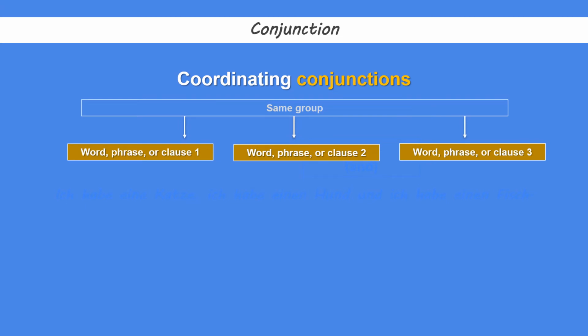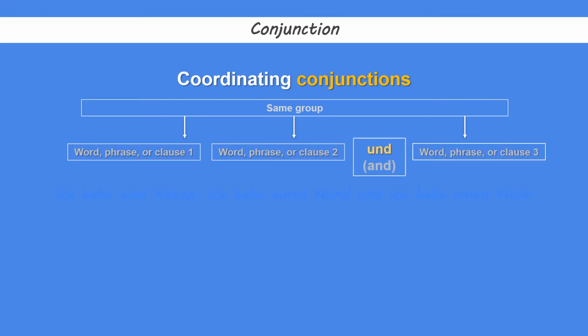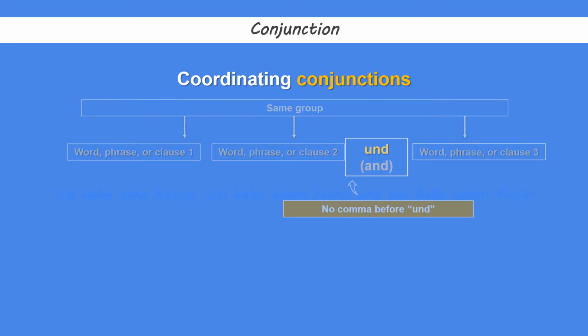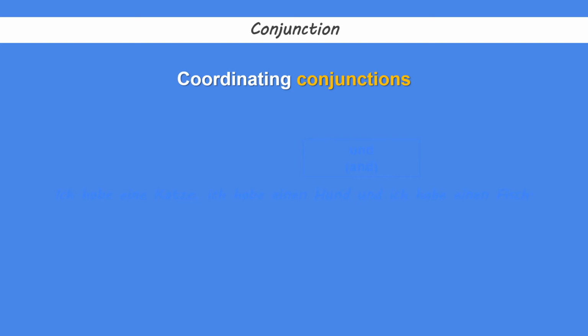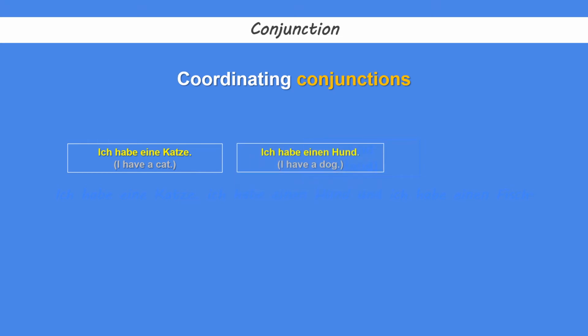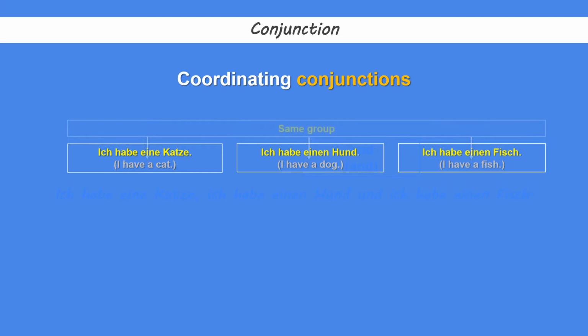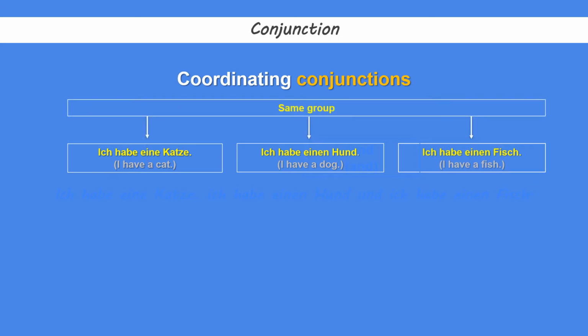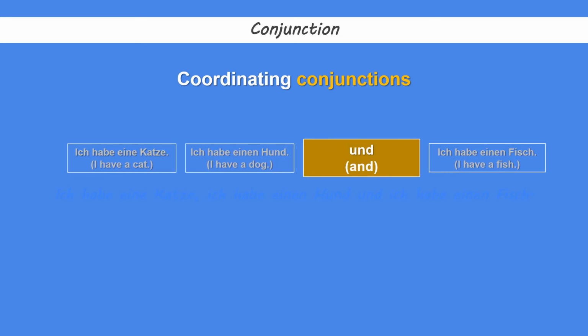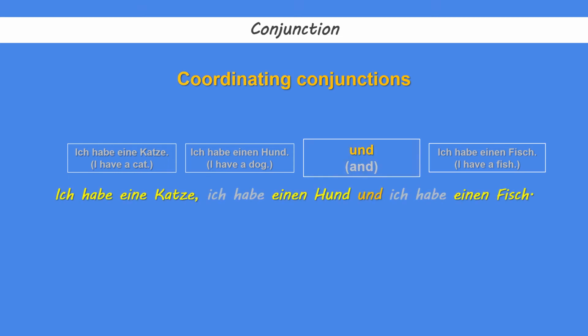If we are building a list, we just add it before the last item in the list. And there will be no comma before. Und. Ich habe eine Katze. Ich habe einen Hund. Ich habe einen Fisch. Ich habe eine Katze, einen Hund und einen Fisch.